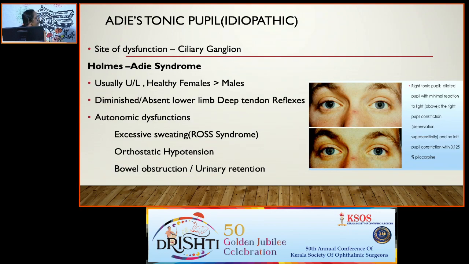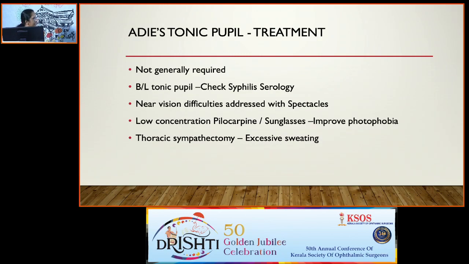In Holmes-Adie syndrome, it is usually unilateral, with healthy females being more affected. There will be associated diminished or absent lower deep tendon reflexes. Associated autonomic dysfunctions may also be present along with this. No treatment is generally required.